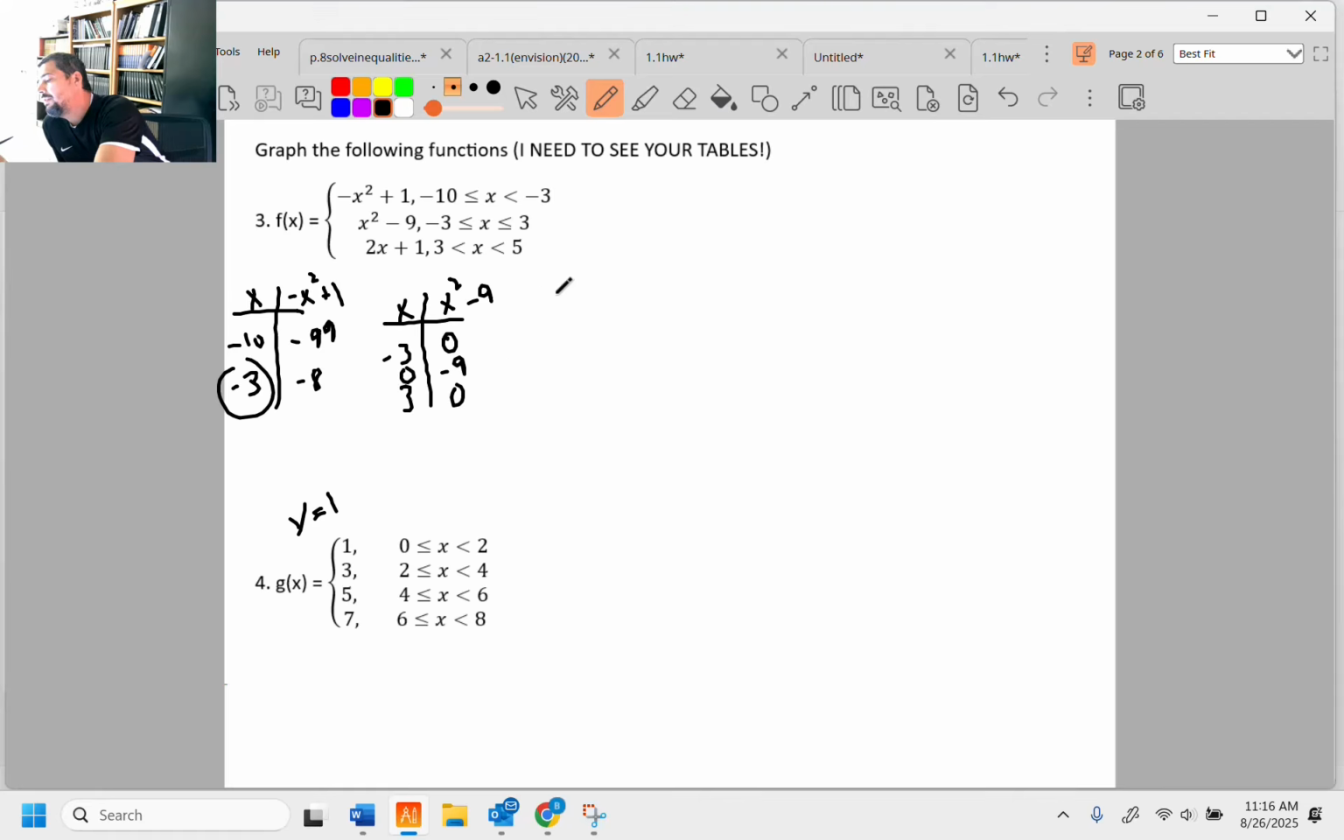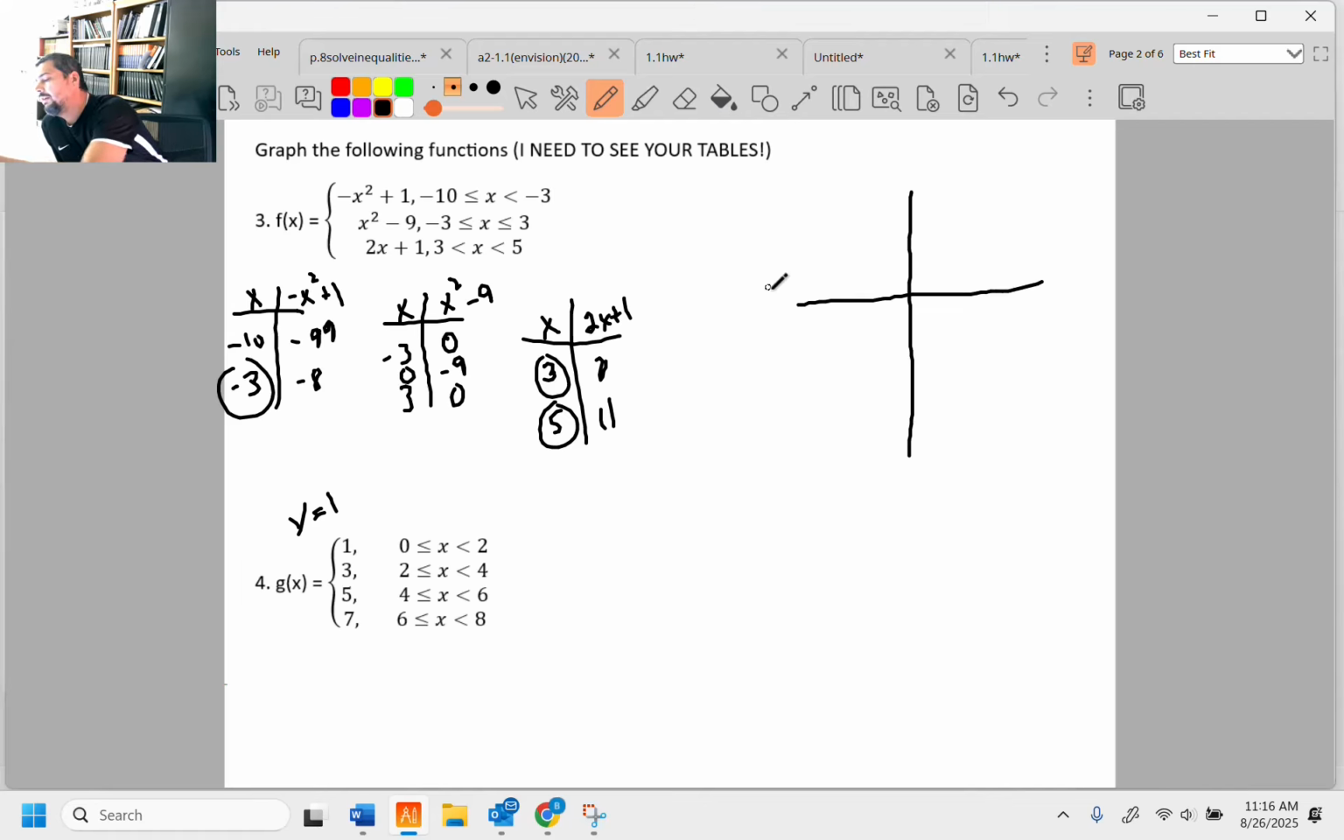Alright, the last piece here is going to be 2x plus 1. We're going to feed it 3's and 5's, even though we shouldn't. We're going to open hole them. If you feed it a 3, you'll have 7. If you feed it a 5, you'll have 11. And, you know, we're not going to be able to graph this one. It's like off the grid, okay?